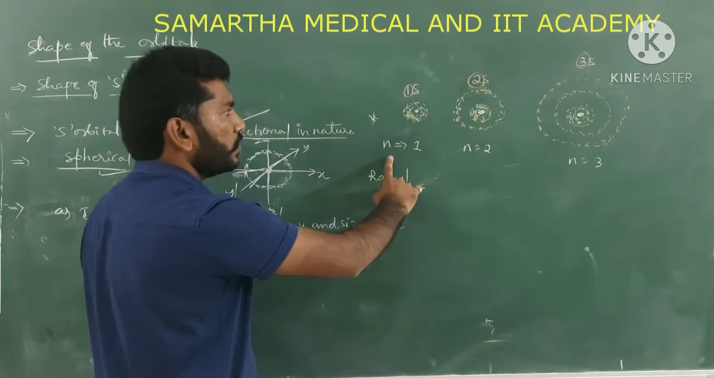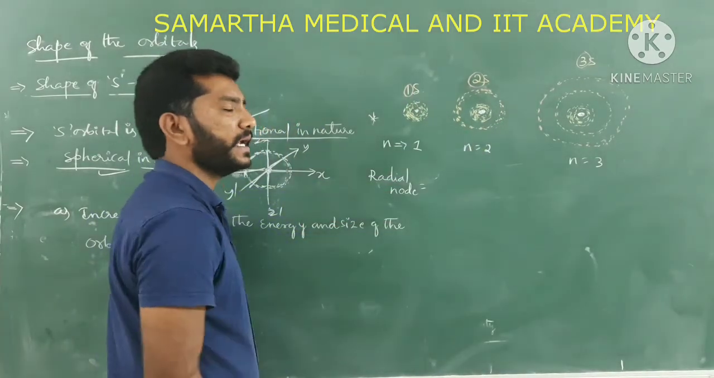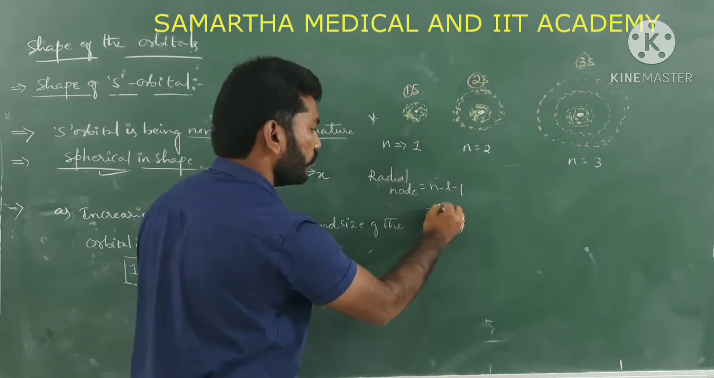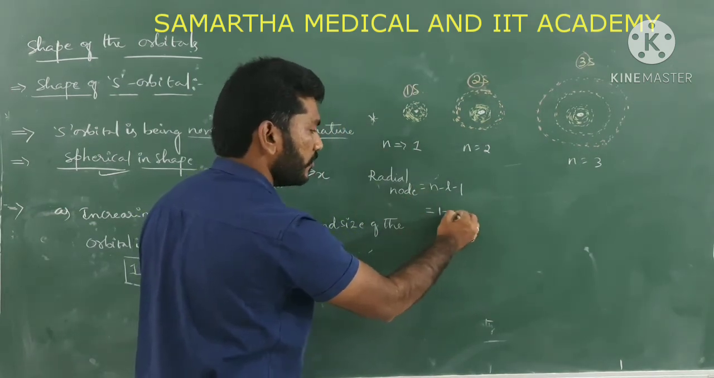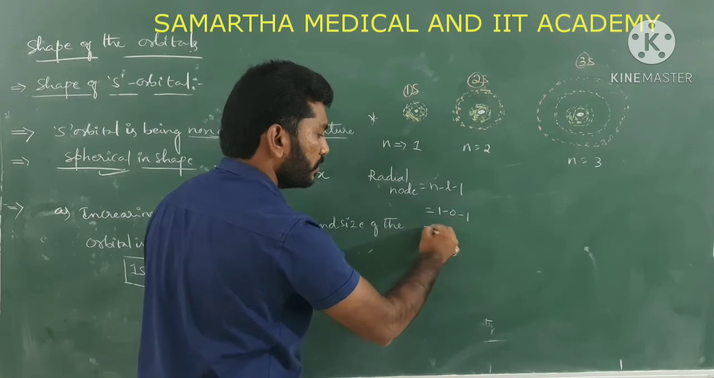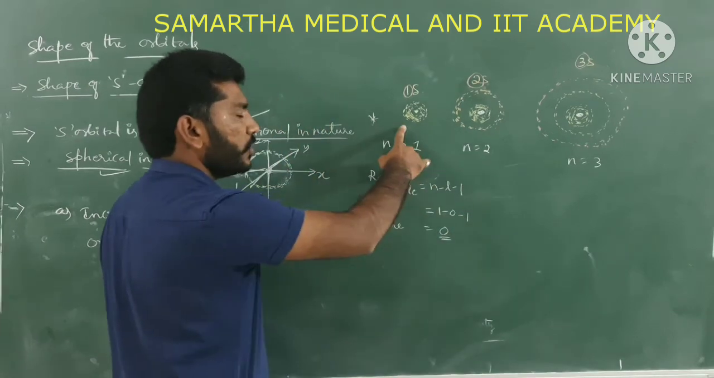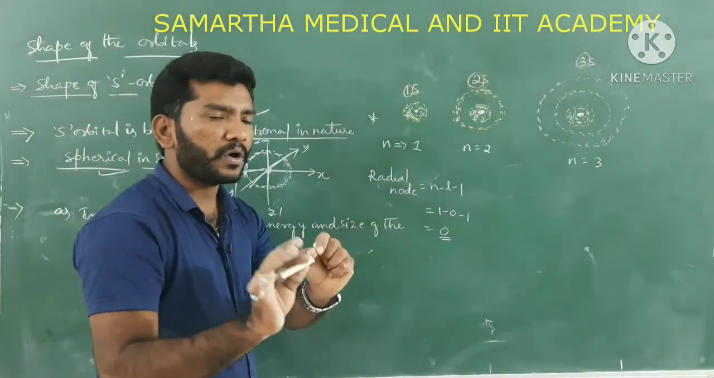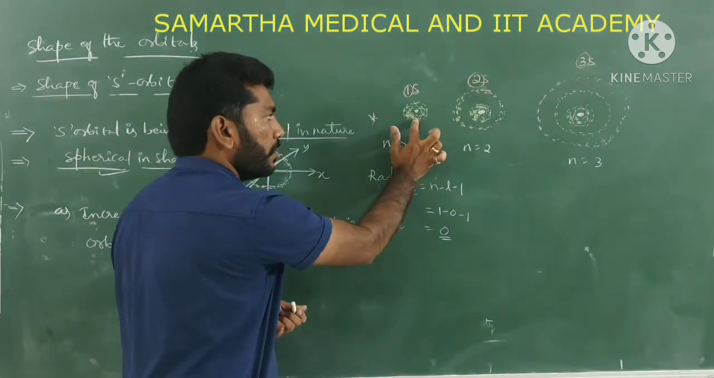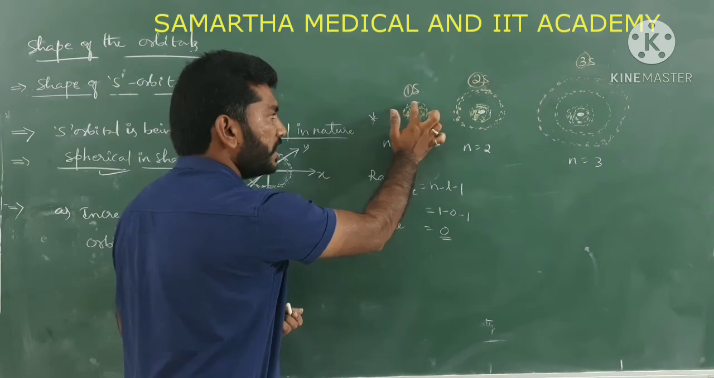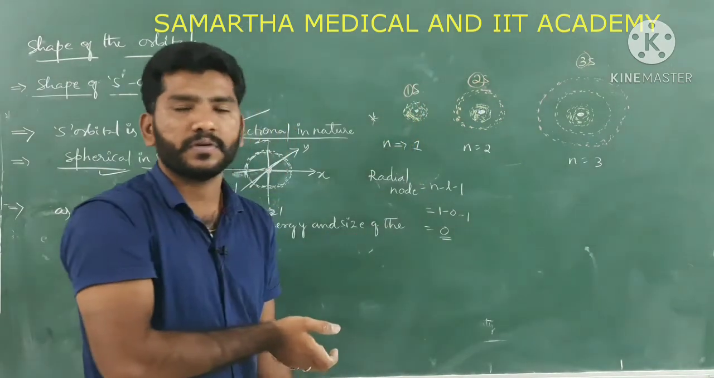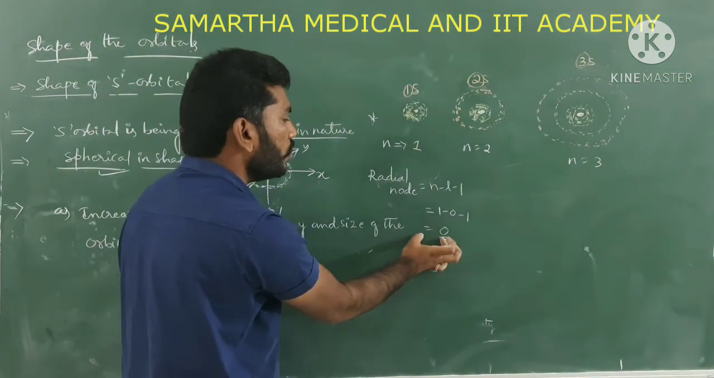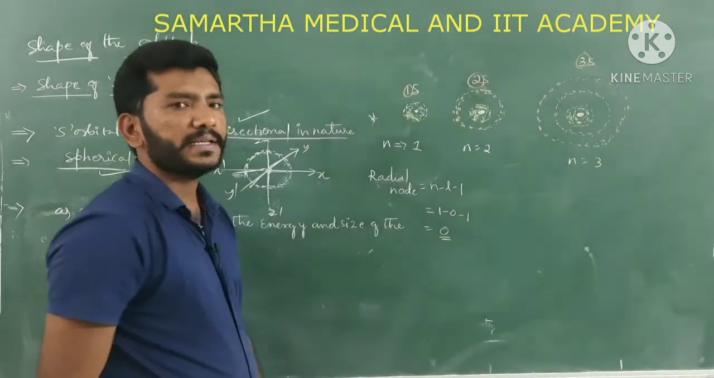In the case of the 1s orbital, what might be the radial node? Let's take the formula n minus l minus 1. What is the n value here? 1. What is the l value for the s orbital? Obviously 0, and 1 minus 1 is 0. We could not get any radial node in the case of the 1s orbital. Why? Because the probability of finding the electron starts from the nucleus itself. That's why we get 0 radial nodes in the case of the 1s orbital.